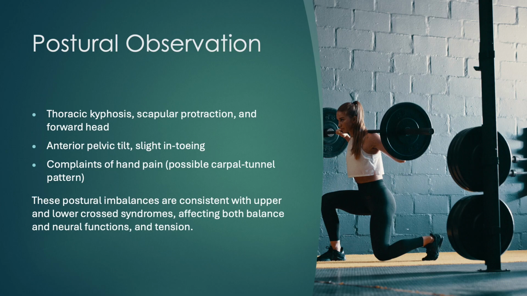Thoracic kyphosis, scapular protraction with a head forward tilt, anterior pelvic tilt, slight in-toeing, complaints of hand pain, which may represent carpal tunnel or possibly even cubital tunnel syndrome, were postural observations, and these imbalances are consistent with upper and lower cross syndromes, which affects both balance and neural function, as well as tensions across the spiral of fascia.